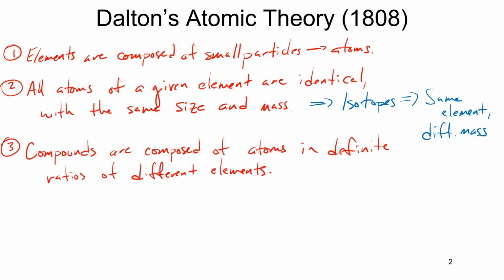And so our simplest favorite compound, water, right? What's the ratio of hydrogen to oxygen in water? 2 hydrogens to 1 oxygen. Yeah, absolutely. And so this part of his theory still holds true, that for a given compound, that ratio is set, right? If we have H2O2, that's not water anymore. That's hydrogen peroxide, right? And so the third part of his atomic theory still holds.